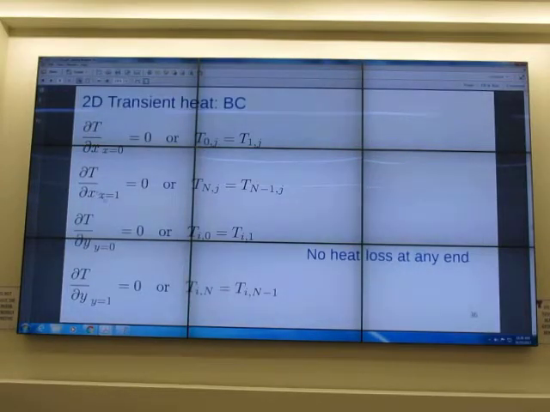For the right side, x equal to 1, dimensionless x. Okay. At x equal to 1, this means at T capital N, j at any j is equal to T at N minus 1 at j. So the points next to each other on the right edge, they are the same because dT by dx is equal to 0. Okay. For the top one, dT by dy, y equal to 0, I get this. So bottom one is this. No heat loss at any n. That's the boundary condition that I said.